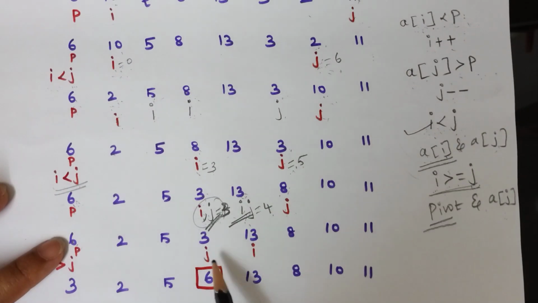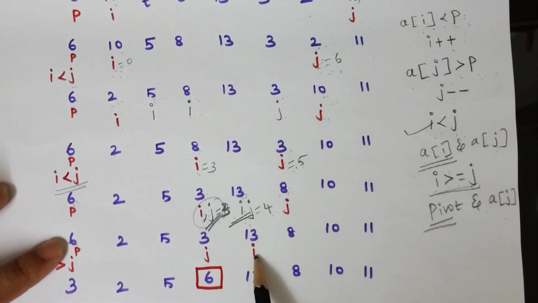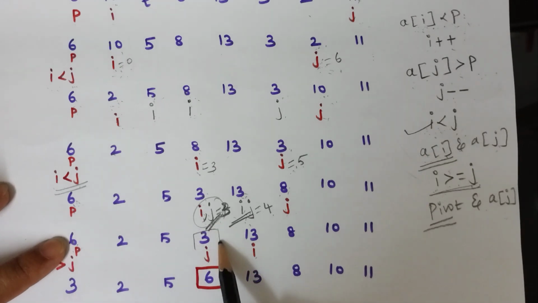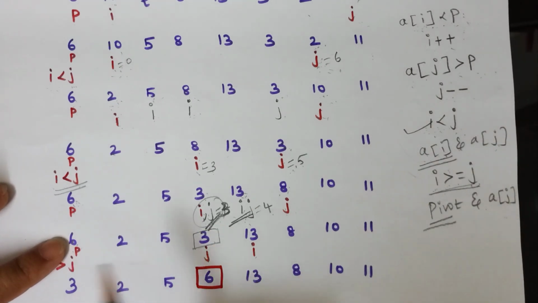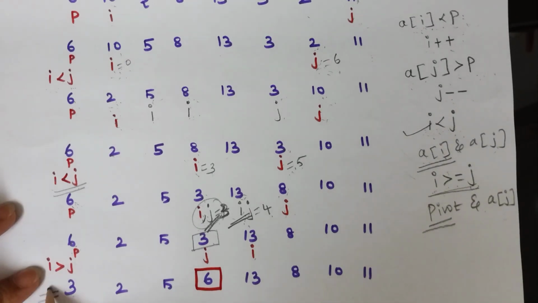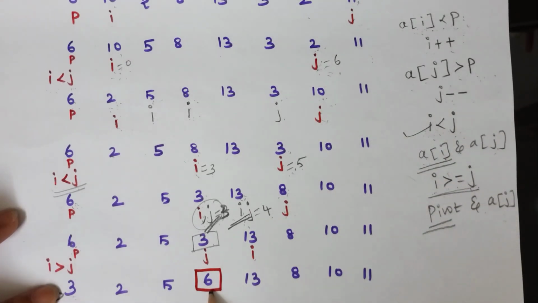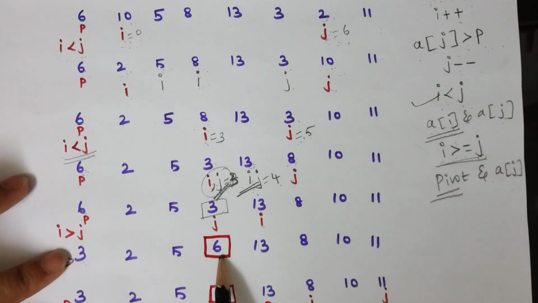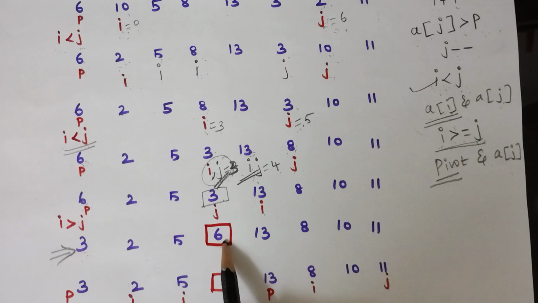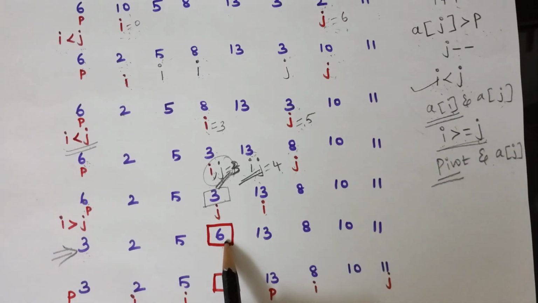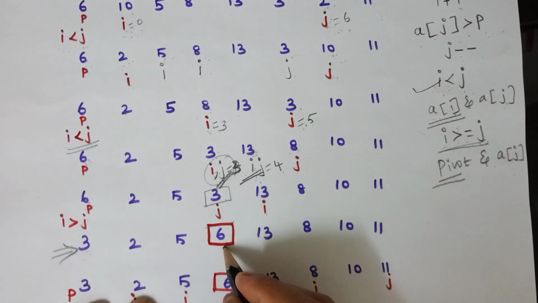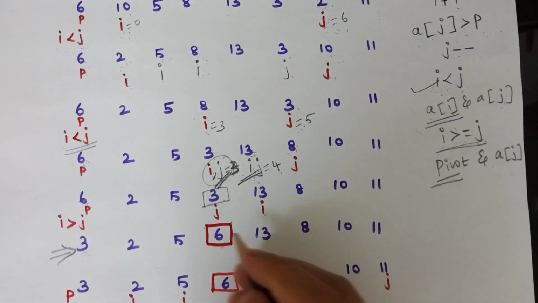Okay, and this is my new jth position and this is my ith position. I need to swap this pivot element with this jth value, element A of j. So once I swap my pivot element, you can see here I swapped my pivot element with the jth value. Once the pivot element is swapped from its position, you need to fix that position as the fixed position.